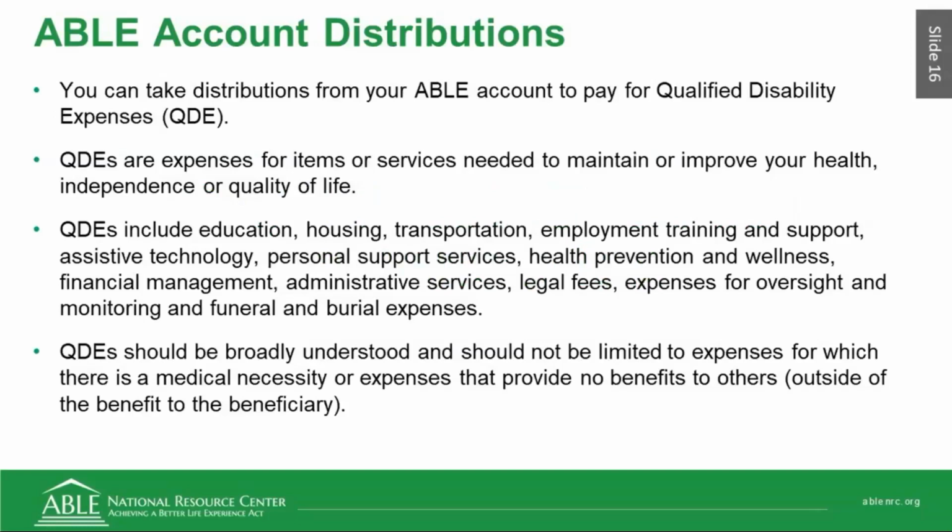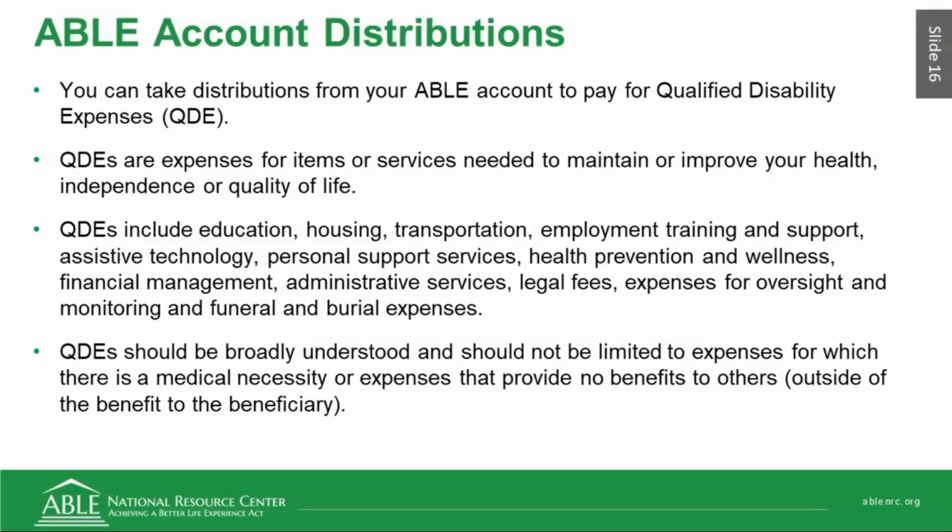And let me go into this introductory slide. The notion is, when you've got money in an ABLE account, a distribution is when you take money out of it to pay for qualified disability expenses, or QDEs, which you're going to see throughout. QDEs are expenses for items in the broadest sense to improve your health, independence, and quality of life.